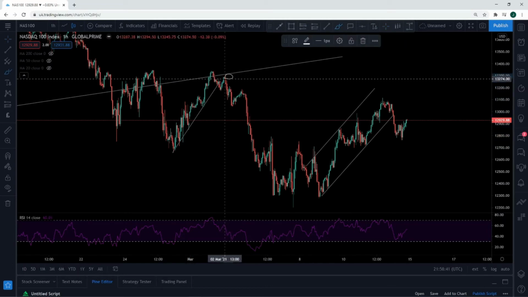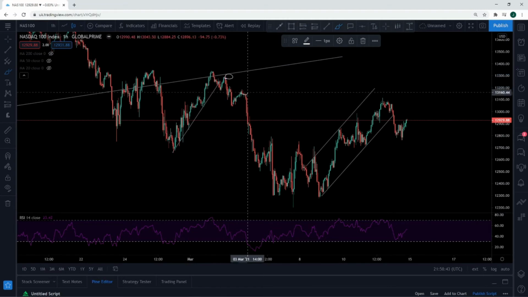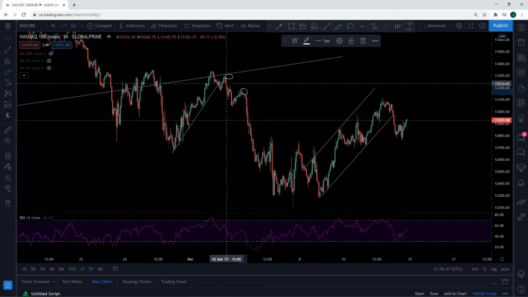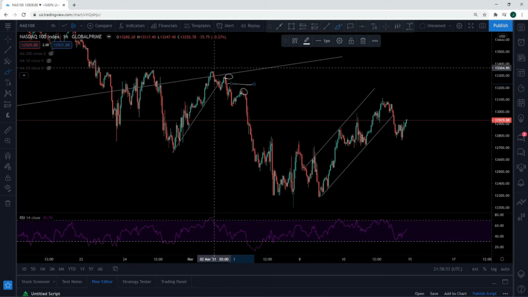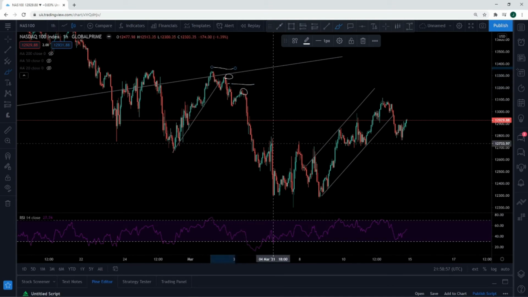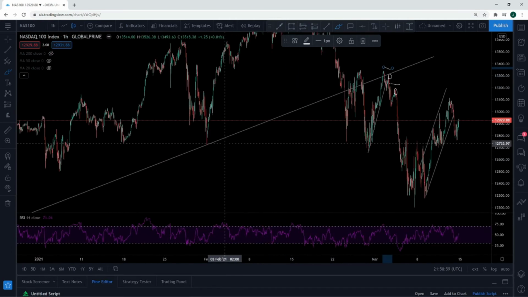This would have been my first entry. This would have been my second entry, and my stop loss for this entry would have gone just above this previous candle there, just above that one, and my stop loss for this entry would have gone just above this one. And I would have put a take profit within around one of these sensitive zones, which is this previous support there.